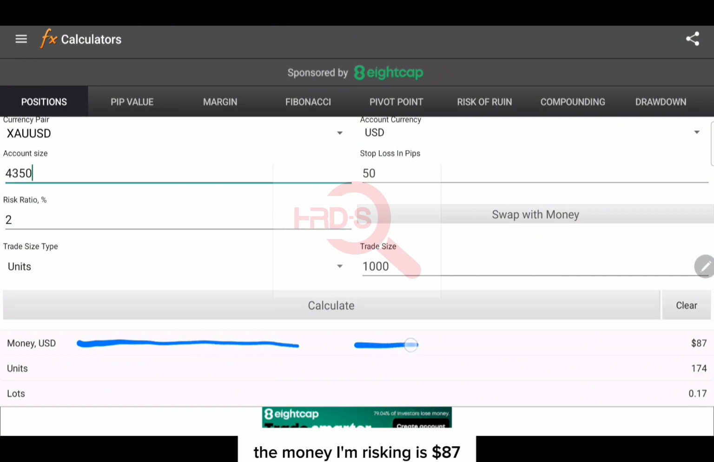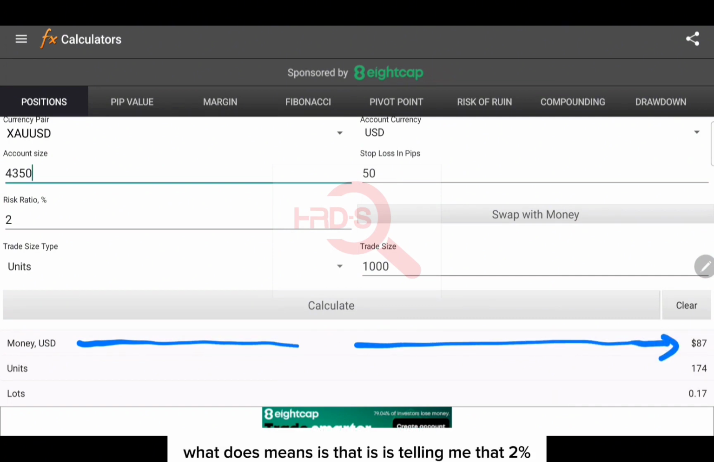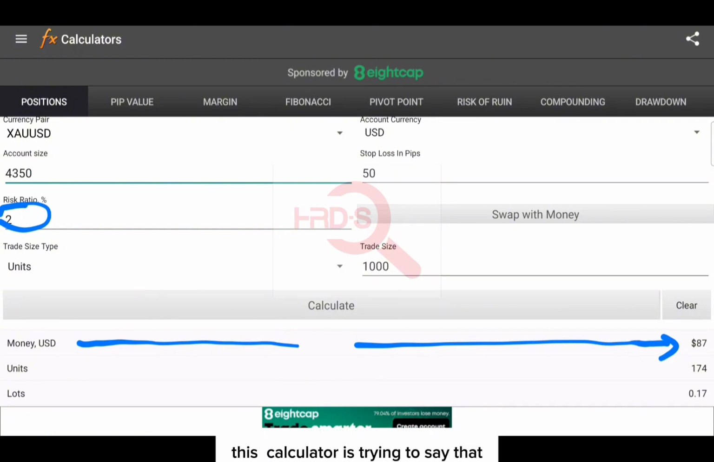The money I'm risking is $87. What this means is that 2% of my capital, which is $4,350, is $87. This calculator is saying that if my SL is hit, I am going to be losing $87. Am I okay with this? If I am not okay, I will go back here and adjust to 1% or to the amount you can tolerate.